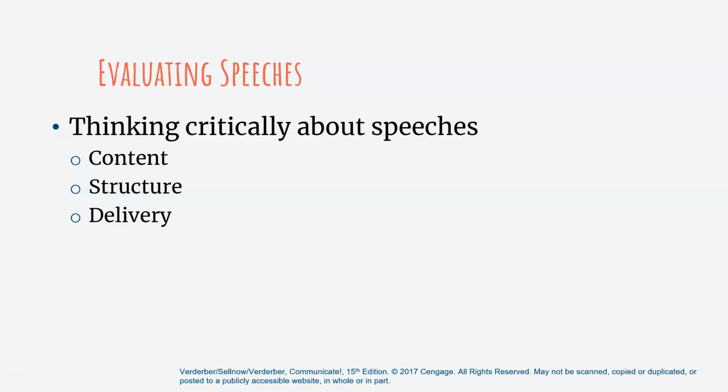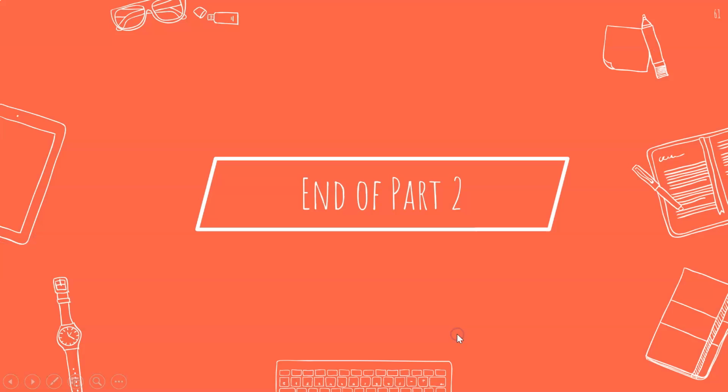For the presentation and the delivery, what kind of language was used? Was the language vivid? Did it paint a picture for you? What about the enthusiasm of the speaker? Did it sound like they were passionate about the particular subject? What kind of posture did the speaker use? What gestures were used? These are all things that you need to consider when you are thinking critically about speeches. And that is the end of Chapter 15.